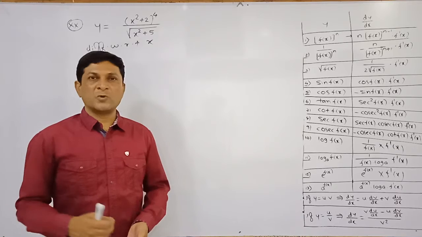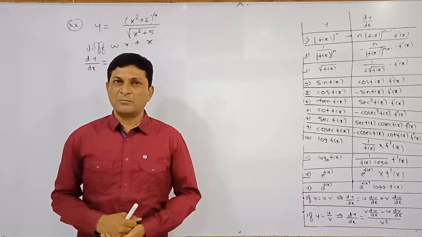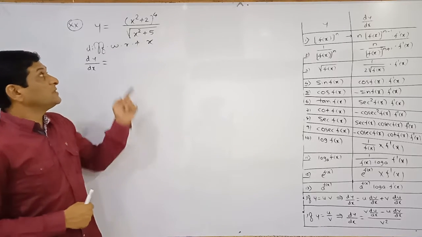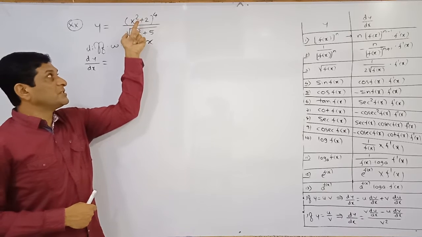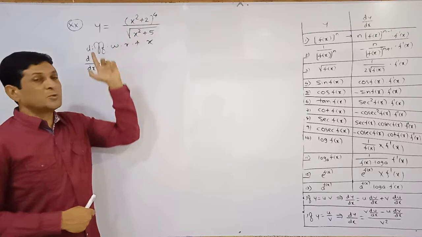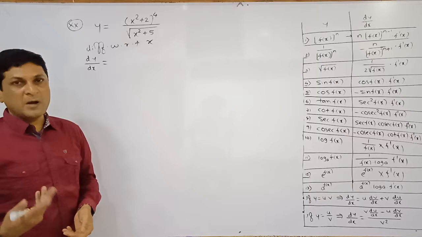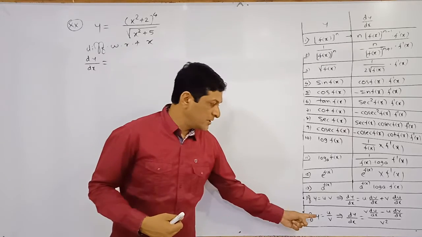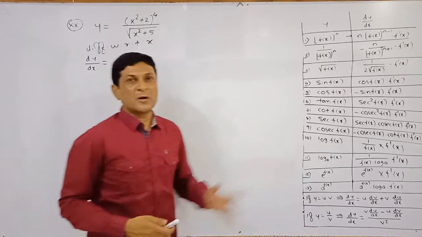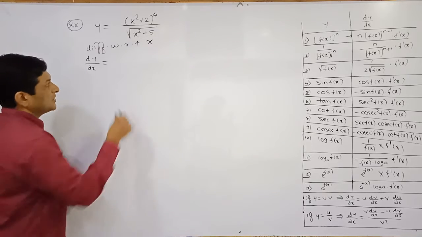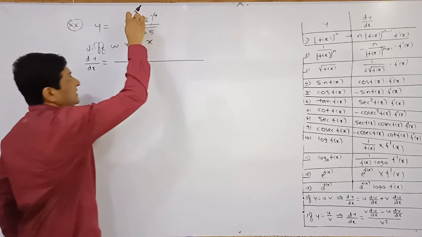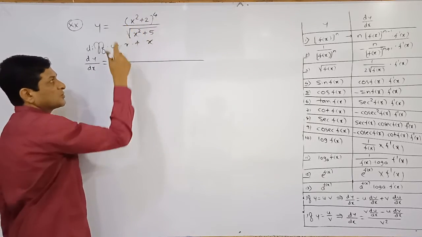Now let us try to solve the last example from question number 3. So in this case, if you observe the given function, it is in the form of u upon v. So to find out its differentiation, we have to apply the quotient rule. So already you know the quotient rule. So according to the quotient rule, first keep v as it is. This numerator is u and denominator is v. So keep v as it is.